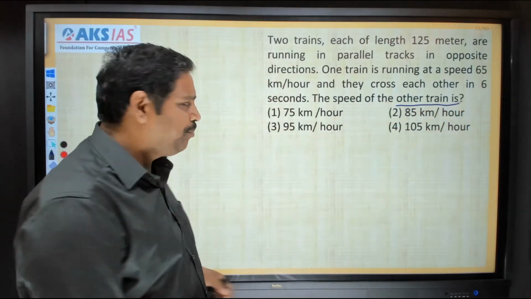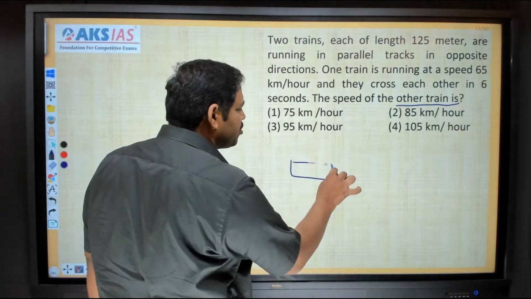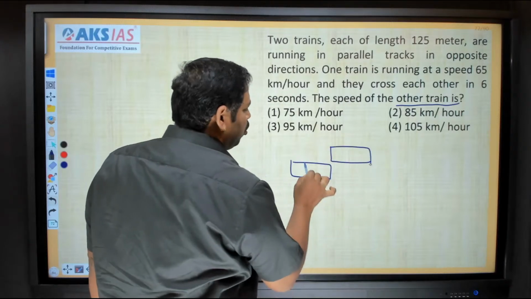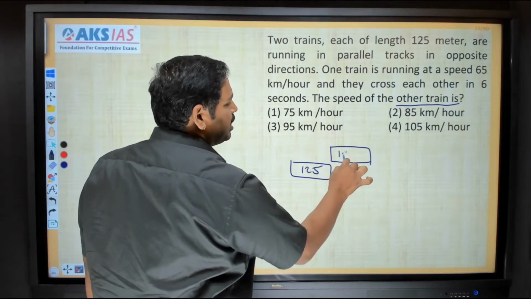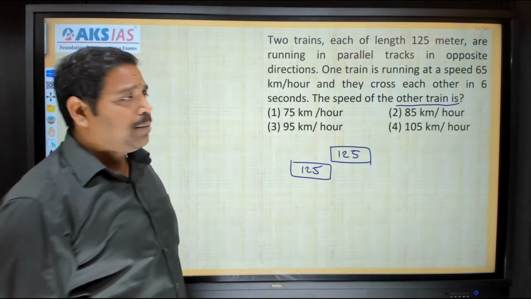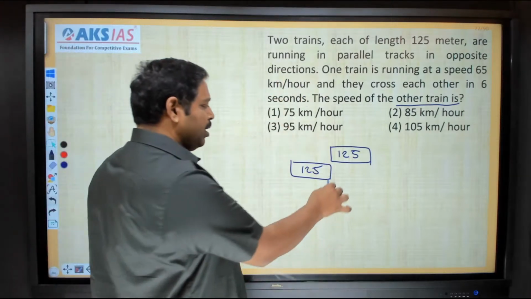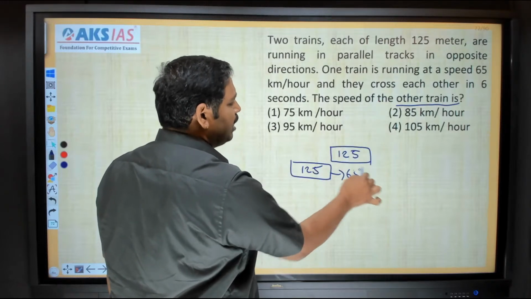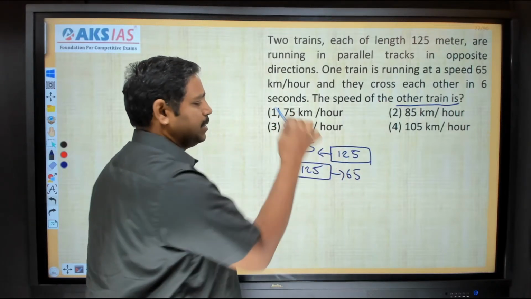Okay, let us draw the diagram. This is my first train. Each train has 125 meters, right? So this is my second train. Both are of 125 meters and 125 meters. They both are moving in opposite directions. The first train speed is 65. And the second train speed I am assuming to be S.